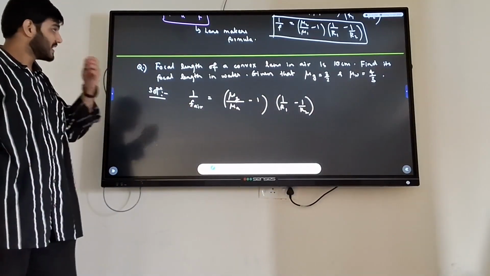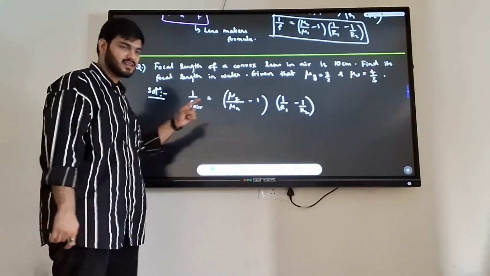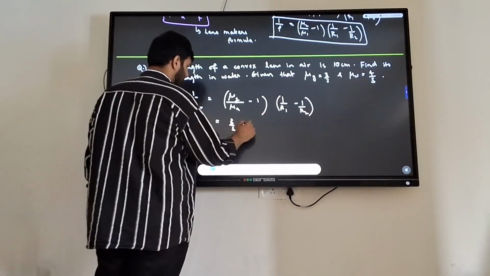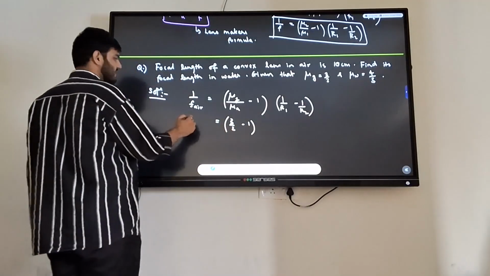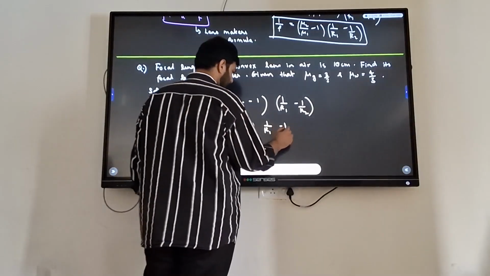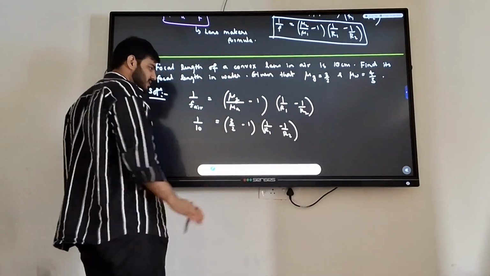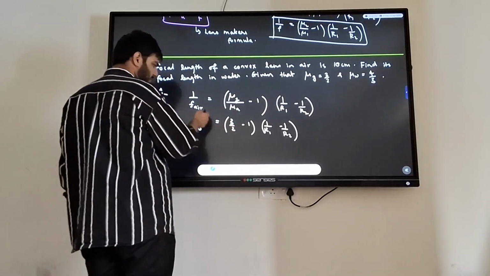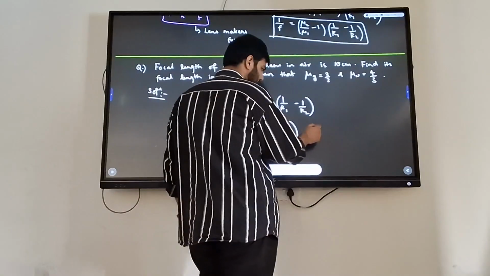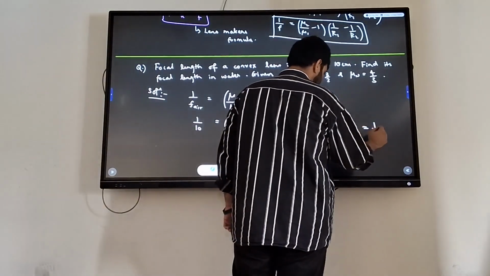Again, I am taking the case of when it is placed in air. What is mu g given to me? 3 by 2. 3 by 2 minus 1. And I think this focal length is given, na? 1 by 10. And you will get the value of the factor 1 by R1 minus 1 by R2. This will be useful to us later. This will be 1 by 2, 1 by 2 to 1 by 10. That will give you 1 by 5, na? 1 by R1 minus 1 by R2 is equal to 1 by 5.